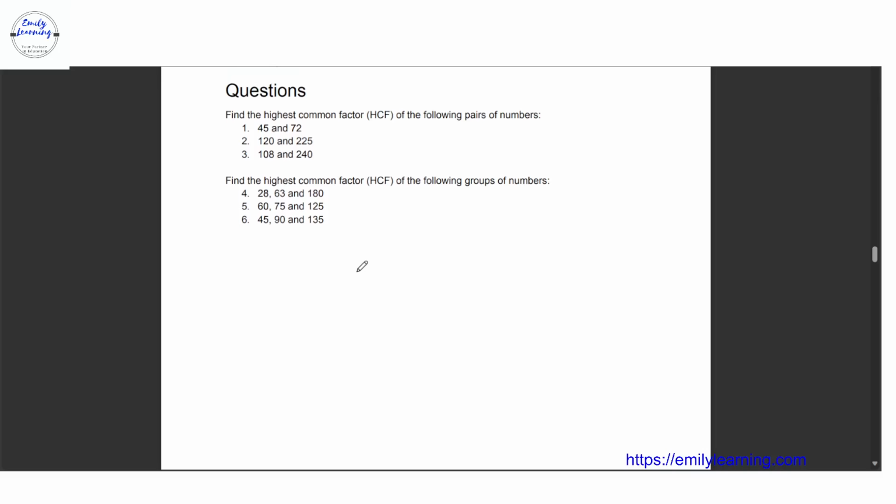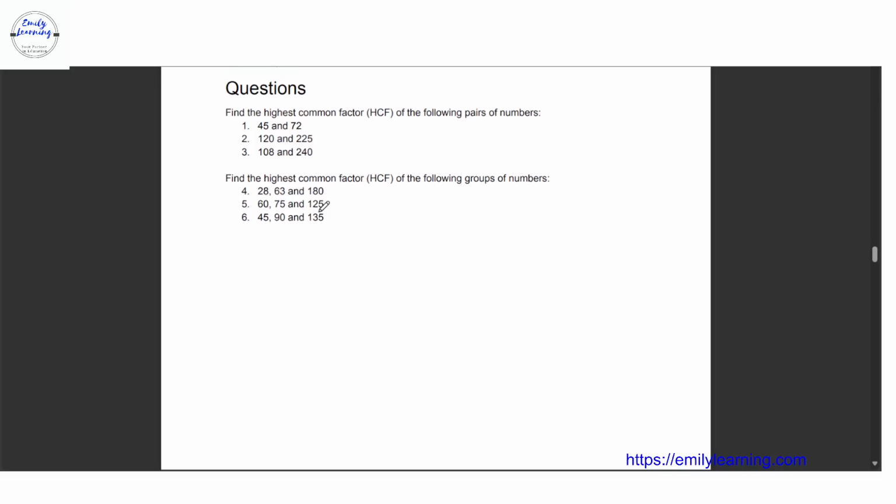Now let's take a look at these questions here. In the first 3 questions, you are asked to find the highest common factor of the following pairs of numbers: 45 and 72, 120 and 225, 108 and 240. I want you to do these questions by first expressing these numbers as a product of prime numbers in index notation, and then from there find the highest common factor.